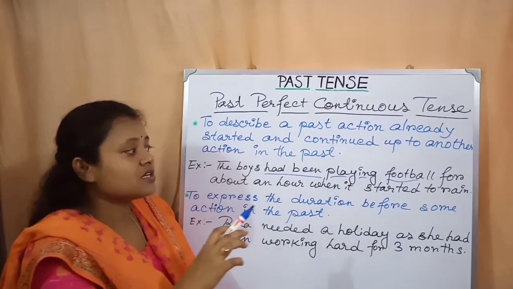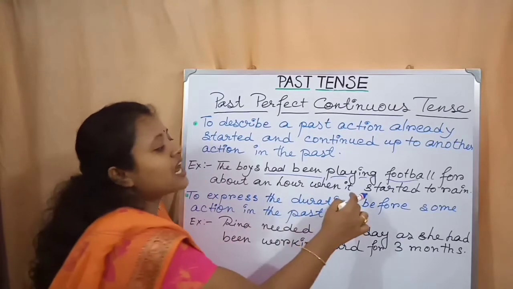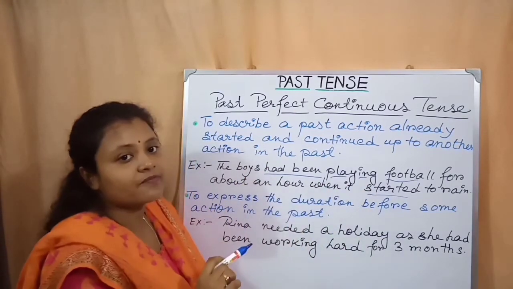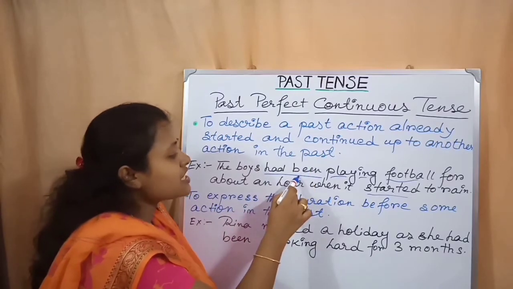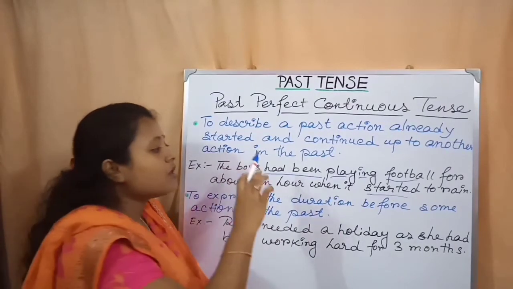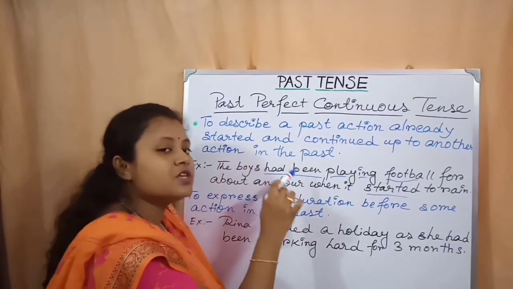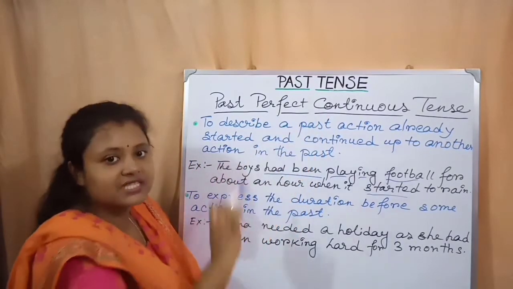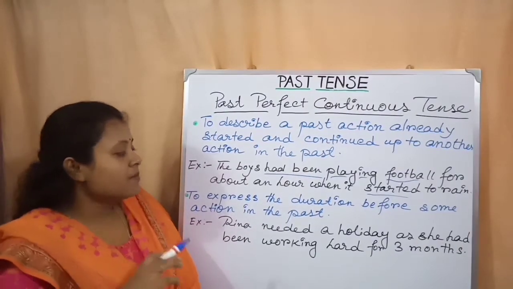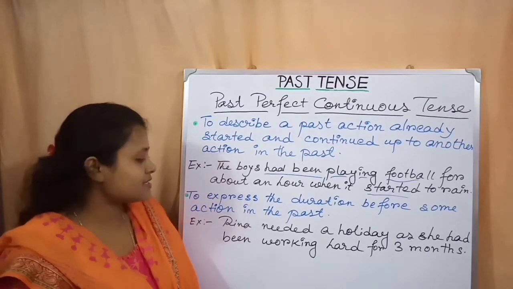And this action was going on for some time in the past until it started raining. So the boys played football until it started raining. Okay, so for the first action, I am using here past perfect continuous tense because playing of football was going on for some time in the past. So that is why I am using here past perfect continuous tense. Now come to the second point. To express the duration before some action in the past, we also use past perfect continuous tense.